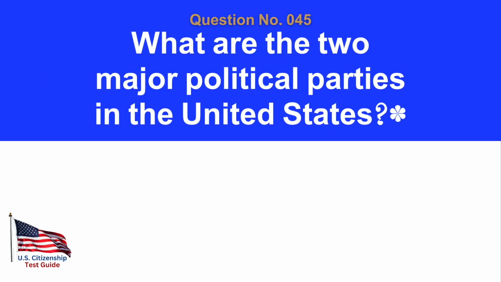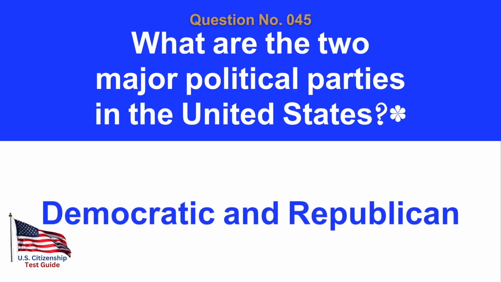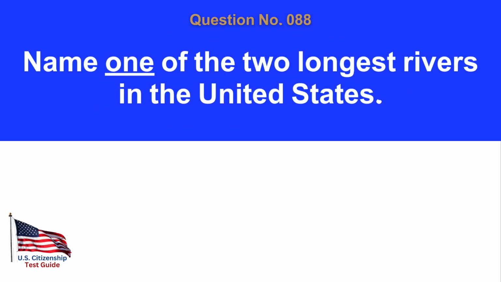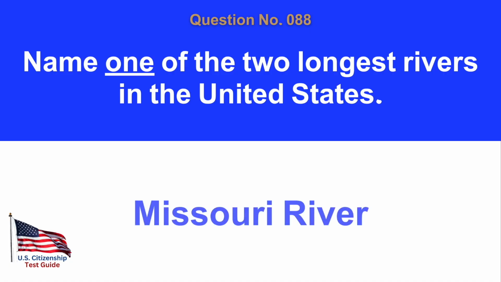What are the two major political parties in the United States? Democratic and Republican. Name one of the two longest rivers in the United States. Missouri River.